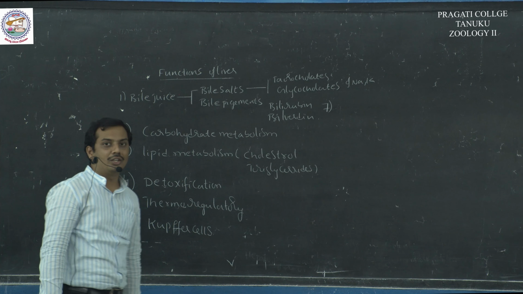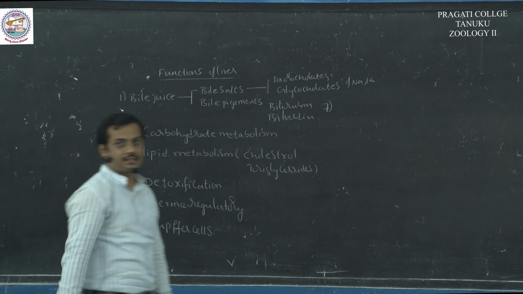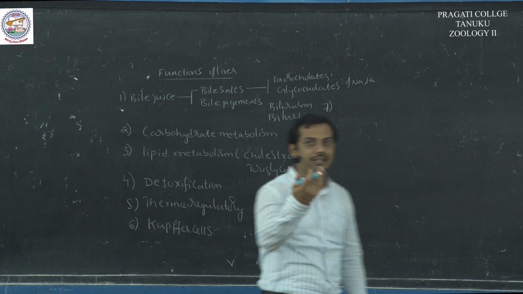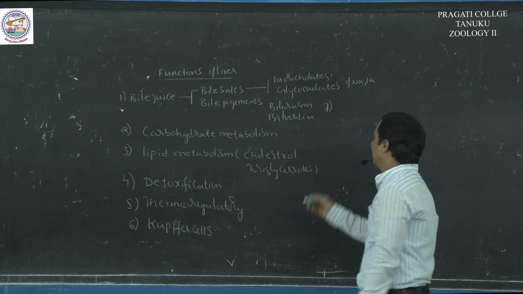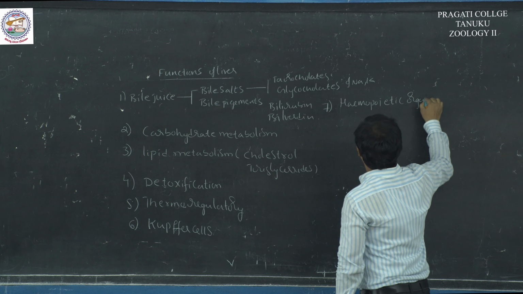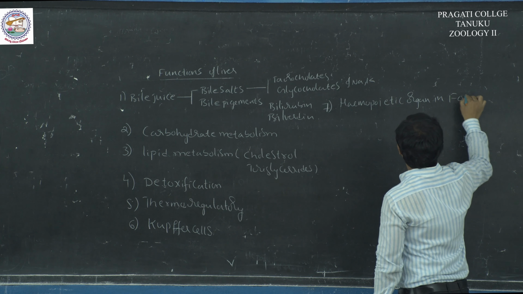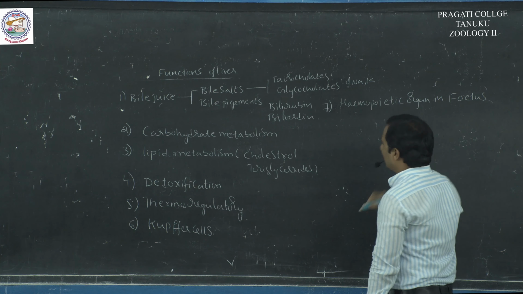Next, liver acts as a hemopoietic organ in the fetus and an erythroclastic organ in adults. It acts as a hemopoietic organ in the fetus, and it acts as an erythroclastic organ in adults.